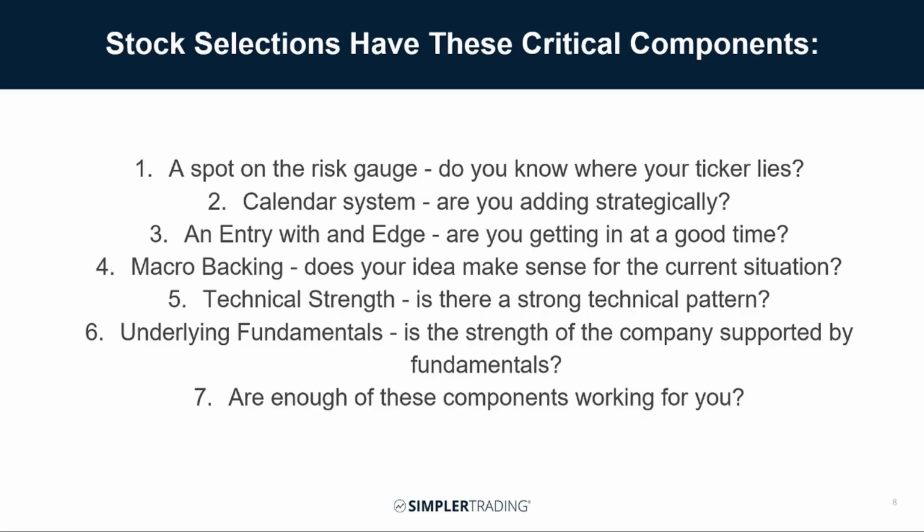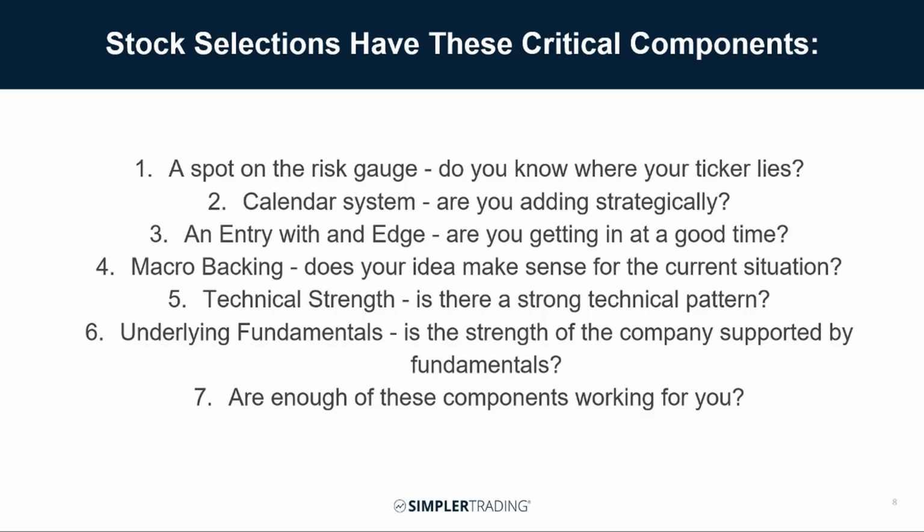So let's go ahead and talk about the 7 different factors that we are going to be looking at throughout the course of this class. These are very critical, and these are the ones that we are going to be going over today. So, the risk gauge is absolutely important. Looking at a spot on the risk gauge, everybody's going to have different risk parameters. I'm definitely going to be talking about my risk parameters here today. We're also going to be talking about a calendar-based system. This goes into seasonality. So when is it a good time to add stocks? When is it not a good time to add stocks? How can you add stocks in different market environments?